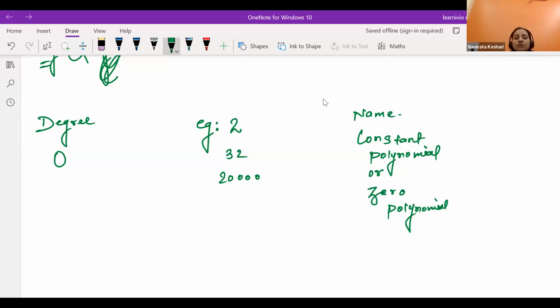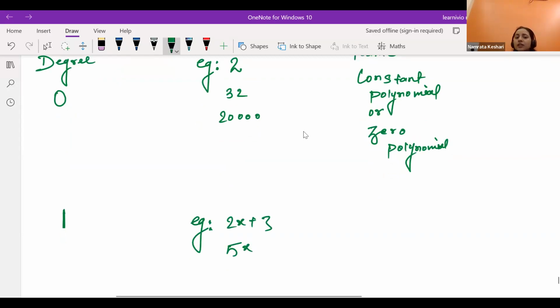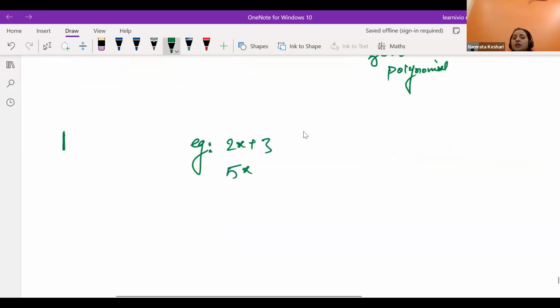Okay, now if the degree of the polynomial is 1, for example, our polynomial will look like 2x plus 3, or maybe 5x, or maybe anything. Here the degree, the highest power of the variable, you can check it, it's 1. This type of polynomial we will call a linear polynomial.